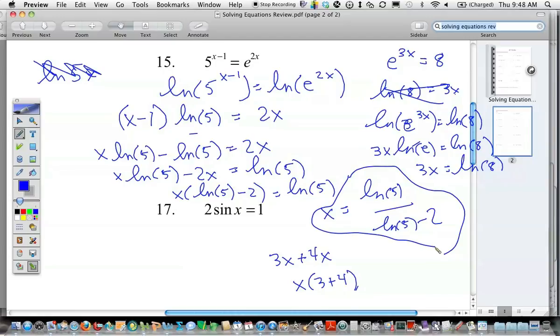That is a technique we will use a lot. Not only the log of both sides, but also this idea of gathering the x terms on one side. If we're trying to solve for x, gather the x terms on one side so you can factor out. All right. Anything on the last page?